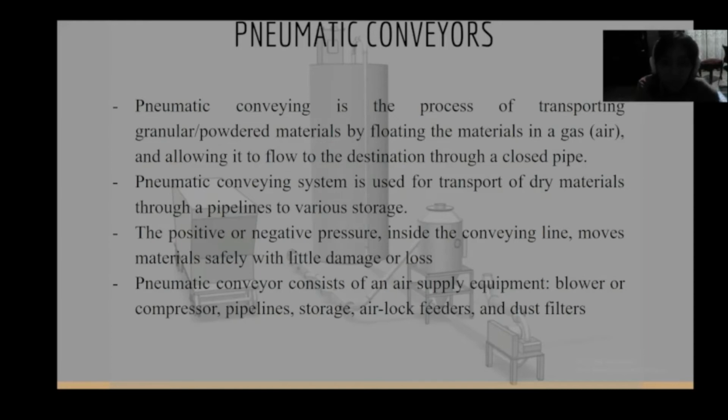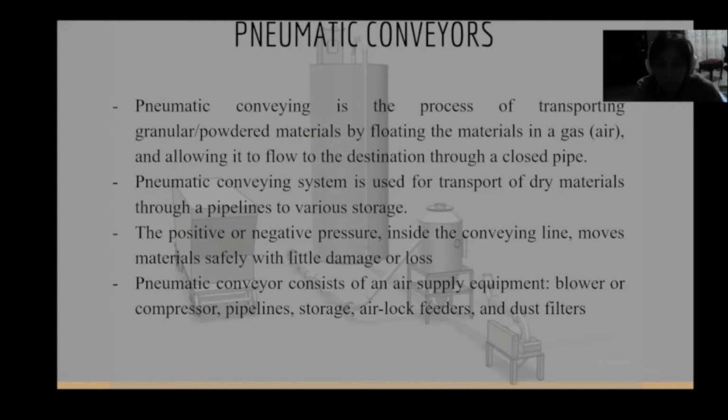Pneumatic conveying is the process of transporting granular or powdered materials by floating the materials in a gas, primarily air, and allowing it to flow to the destination through a closed pipe. A pneumatic conveying system is used for transport of dry materials through pipelines to various storage or process points which are economically inaccessible by conventional conveyors. The positive or negative pressure inside a conveying line moves materials safely with little damage or loss.